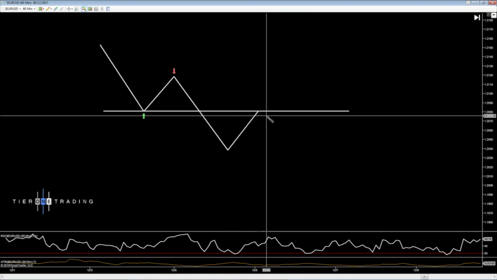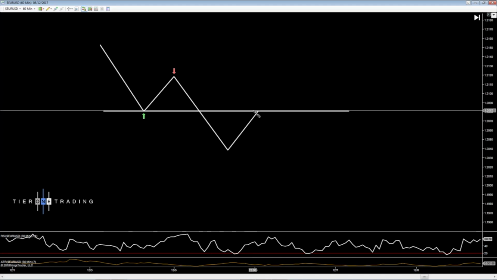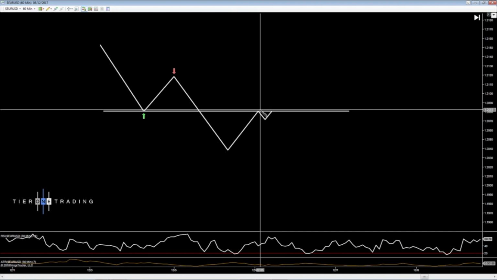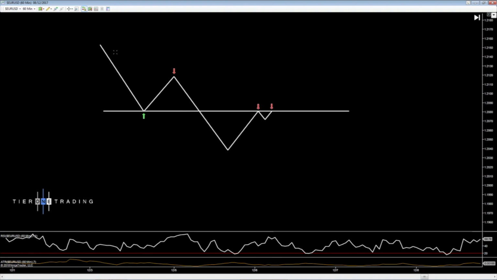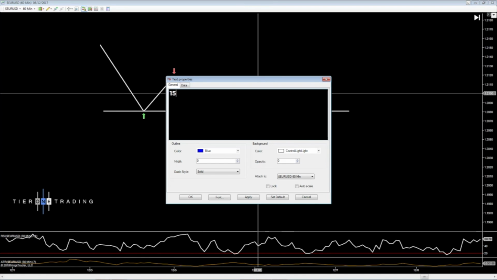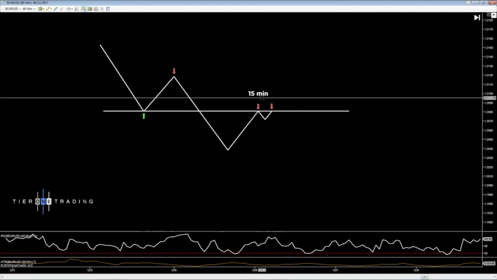Once price action has tested this level, I can drop down to my lower trading time frame and see if we can get a retest of structure as an entry technique. What I'd be looking for is a valid double top at that level. So if this is the 60-minute time frame, I can drop down to the 15-minute, and I'd be looking for a double top at that level once price action has tested that previous structure low.